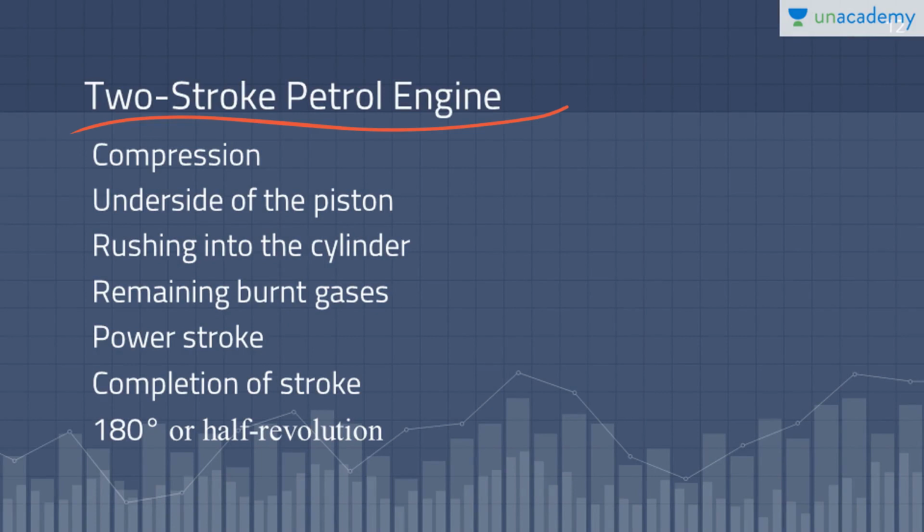Coming to the upward stroke, the piston moves from BDC to TDC. Sorry, I am still in this thing only. So I had finished the remaining burnt gases. Once the stroke is completed, you can see there is a movement of 180 degrees, or half revolution, of the crankshaft.